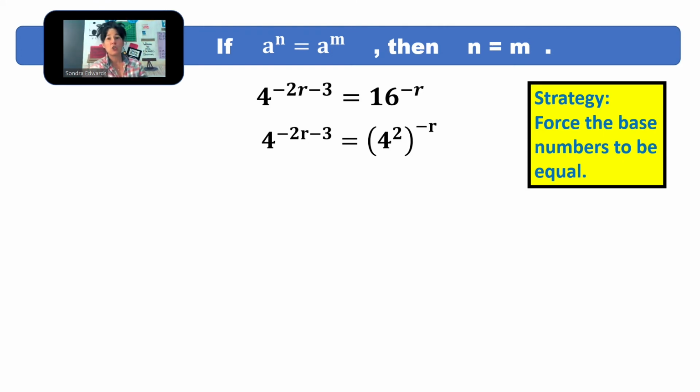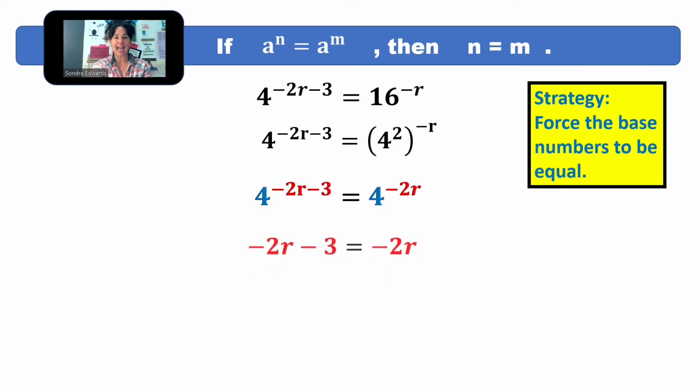On the right side, power to a power, multiply. 2 multiplied by negative r is negative 2r. There we have matching bases, so I'm going to set the exponents equal. Little algebra reminder, I start to move the variables to the same side by adding 2r. If you add 2r to both sides, we end up getting negative 3 equals 0.